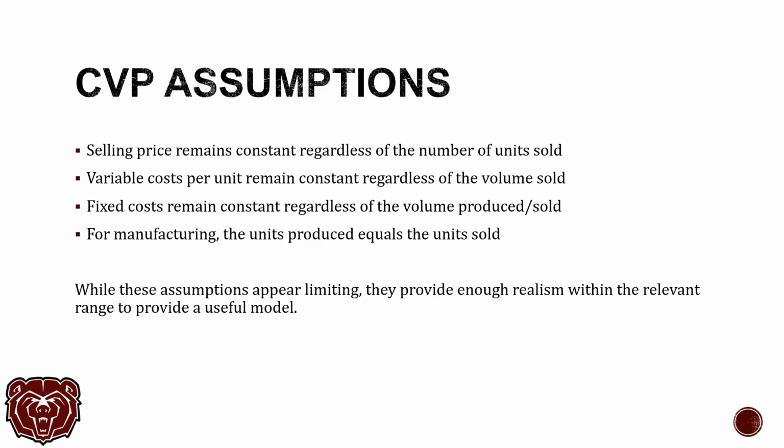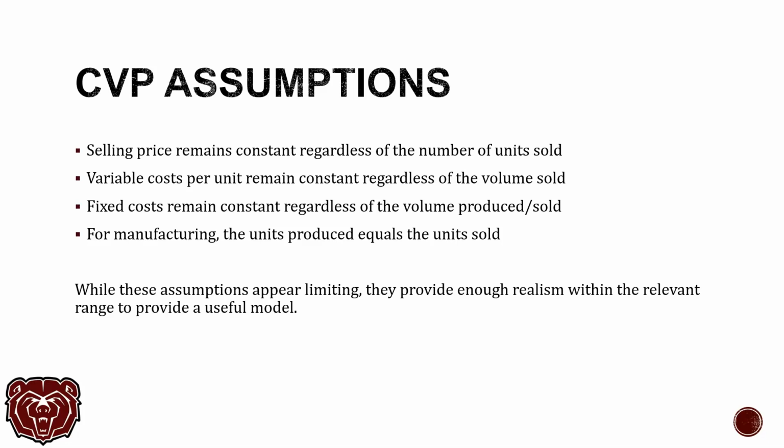When we are modeling our cost volume profit, we need to make the following assumptions. And again, you will notice a trend here. And that trend is that everything pretty much has to remain constant. So our selling price is going to remain constant regardless of the number of units sold, right? So we're not going to be giving discounts, for instance, if somebody buys in bulk from us, we're not going to give discounts.